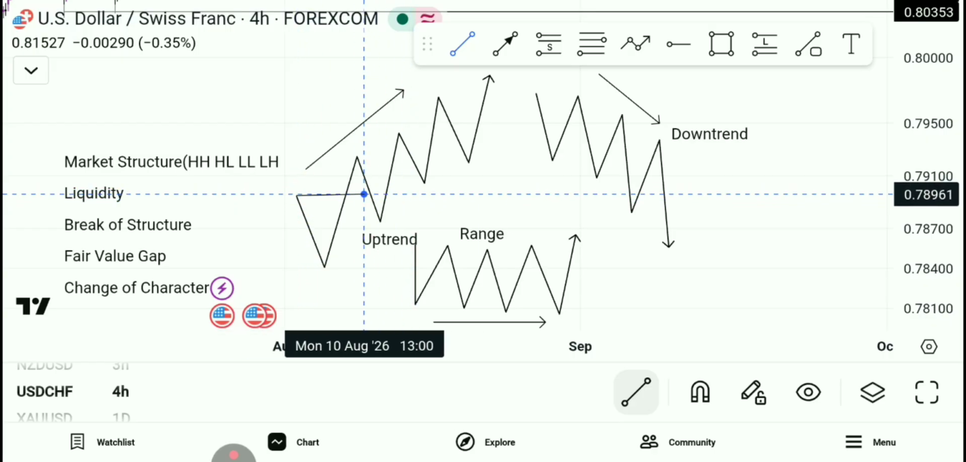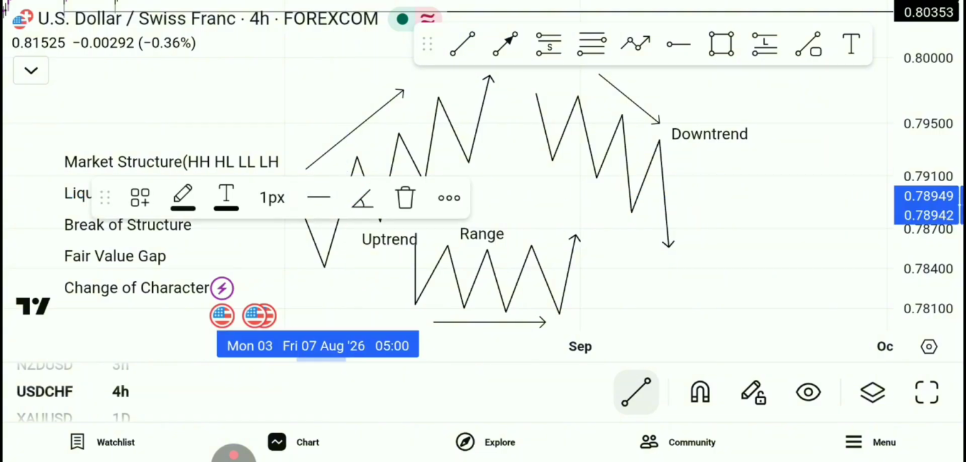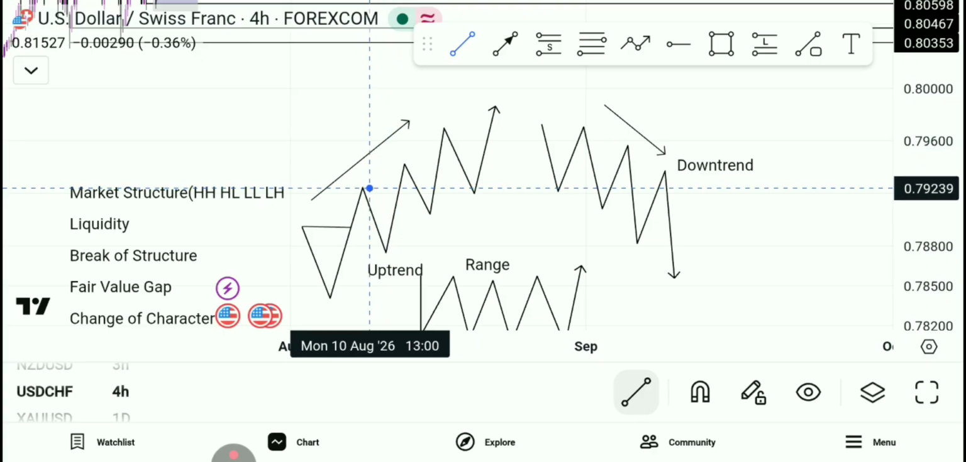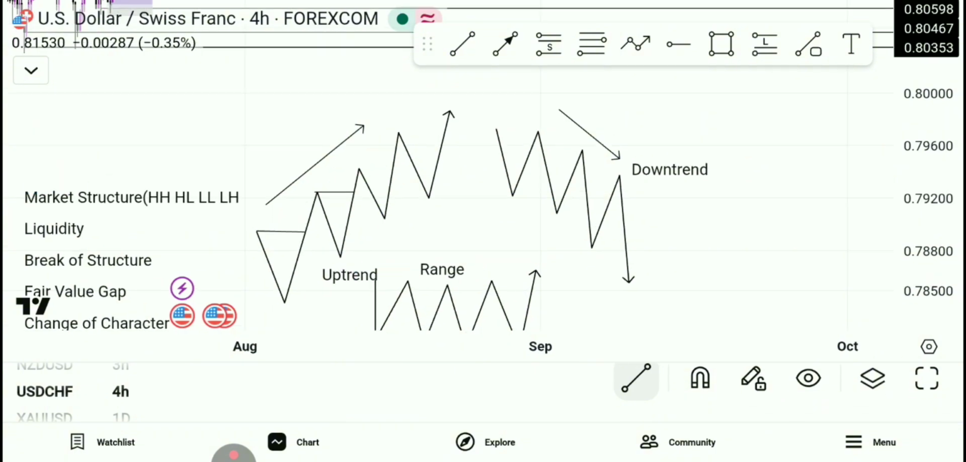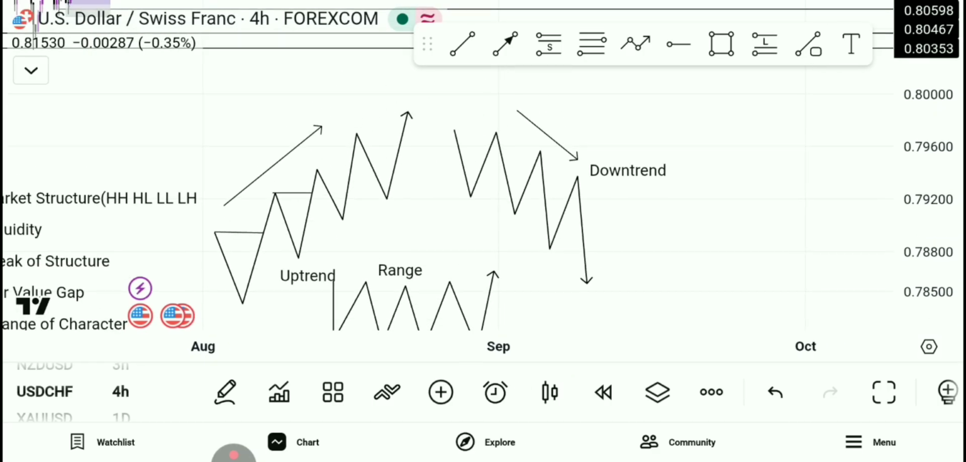So I'll mark it out here. This is a breakout structure here. Then this is also a BOS. Anytime price breaks above the previous high or low, that's a BOS. You mark it out, and it must be in the form of a full body close, not a wick, which I'll be talking about in my next video.